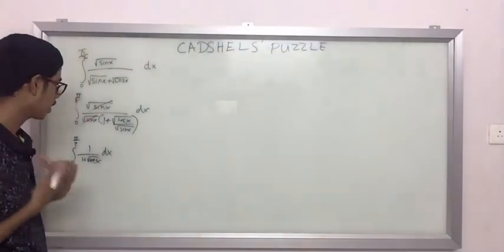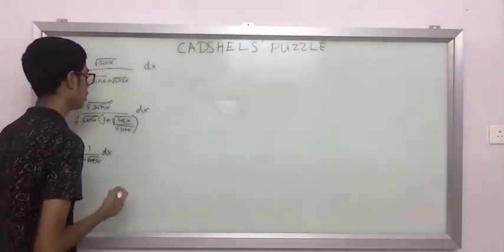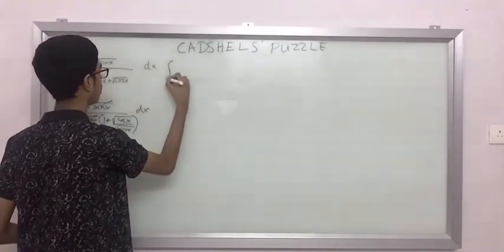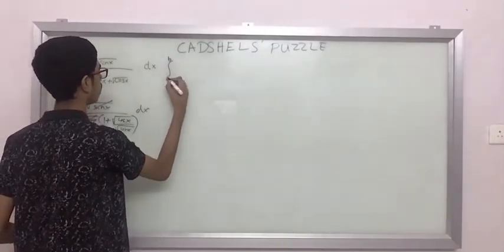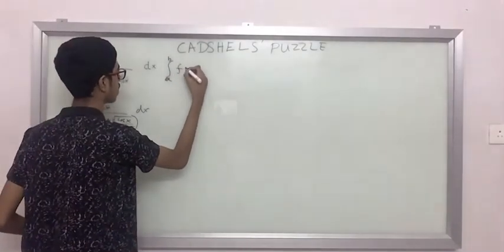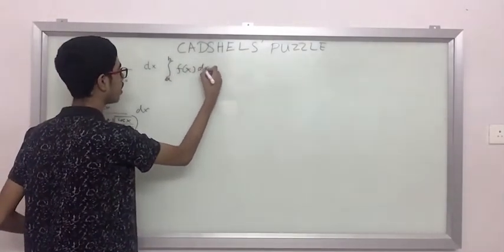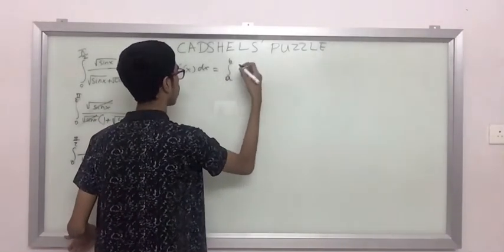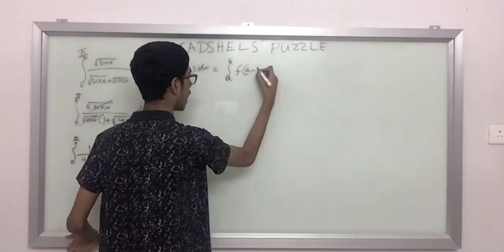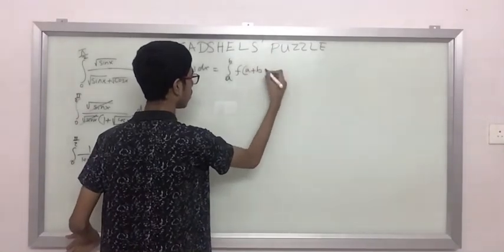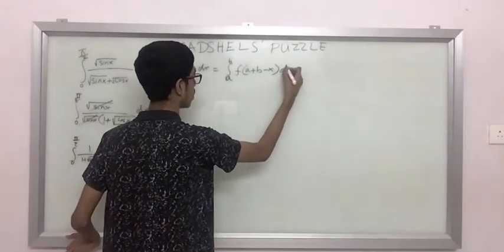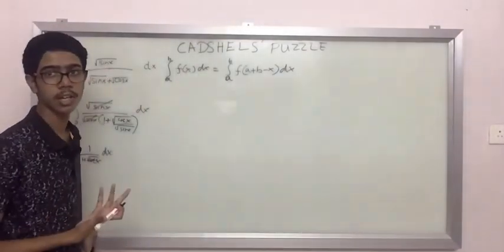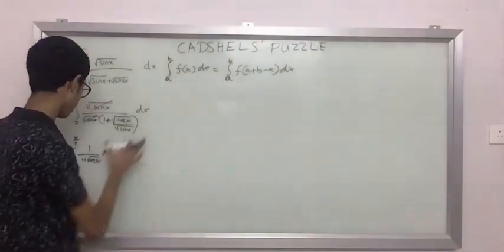We all know that there's a property that the integral from a to b of f of x dx is equal to the integral from a to b of f of a plus b minus x dx. This is also known as the King's property. We can use this to solve it.